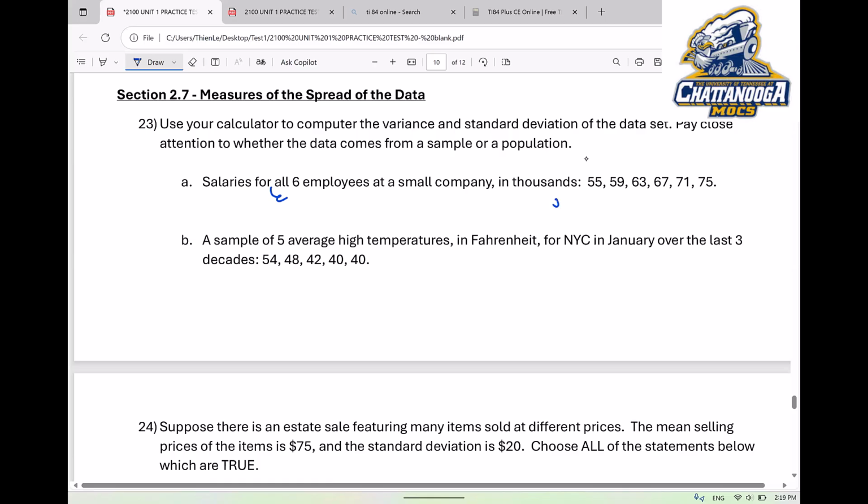So in your calculator, you need to look at sigma x, because it's for the population, which is the formula divided by n, for the variance.